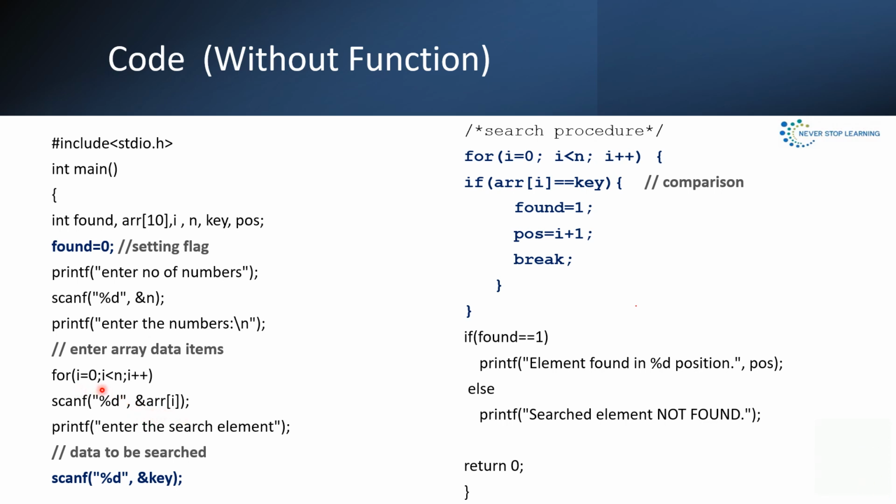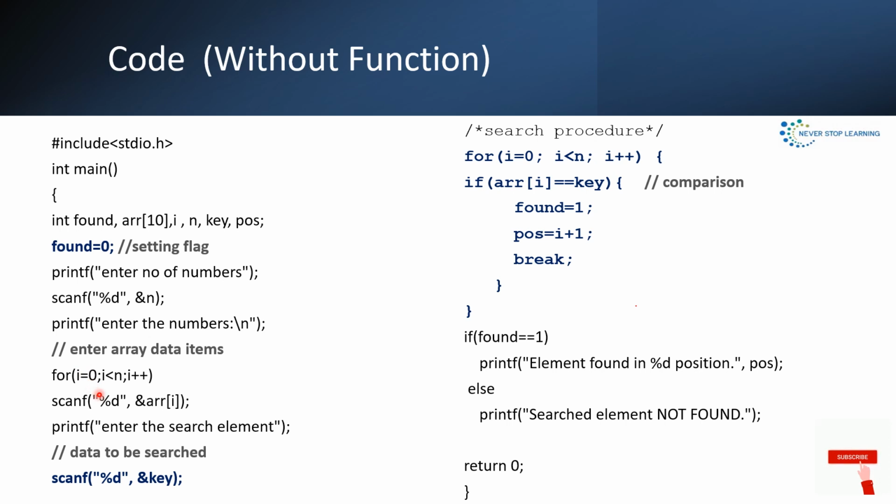So when the value of i is equal to 0, it will store at arr[0], that is the first element. Then i will get incremented, the value of i will become 1, and the value which the user enters will be stored at arr[1].